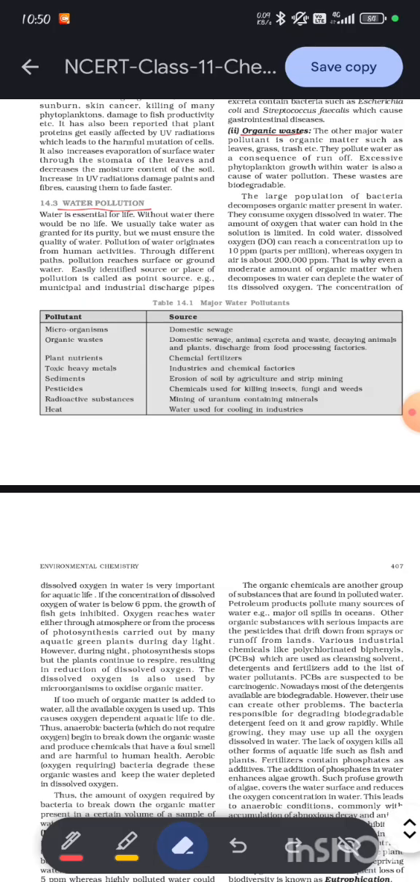industries and chemical factories. And the next is sediments, and its source is erosion of soil by agriculture and strip mining. Next is pesticides, and their source is chemicals used for killing insects, fungi and weeds. The next is radioactive substances, and their source is mining of uranium-containing minerals. And then next is heat, and its source is water used for cooling in industries.